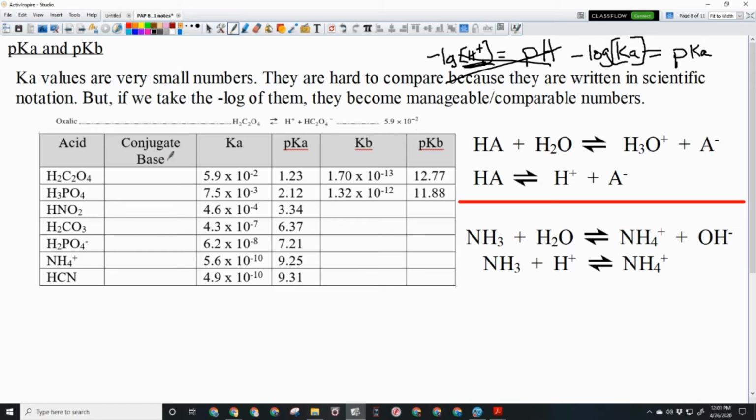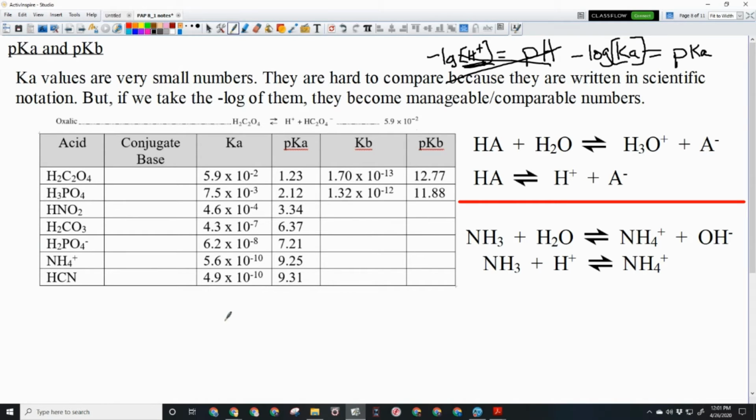Okay, so it makes these numbers understandable. So here we have our acid, and I'm going to explain in just a moment what the conjugate base means. So for this acid, here's our Ka. If we take the negative log of this number, we get 1.23. Here we see H3PO4, and here is the Ka value. If we take the negative log of that number, we get 2.12. So now we can compare these two numbers.